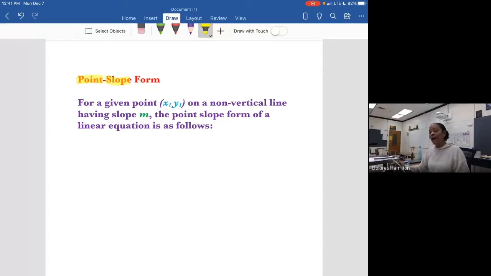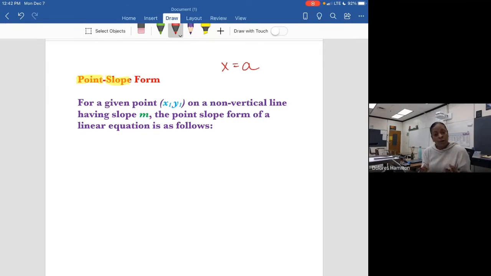So if we have a given point, and you'll notice the distinction here, it's x sub 1, y sub 1. That just means a specific point on our line. And the line has to be a non-vertical line. So this won't be applicable to any x equals a line. X equals 2, x equals -7. They don't fall into the point slope form. So any non-vertical line that has a slope of m.